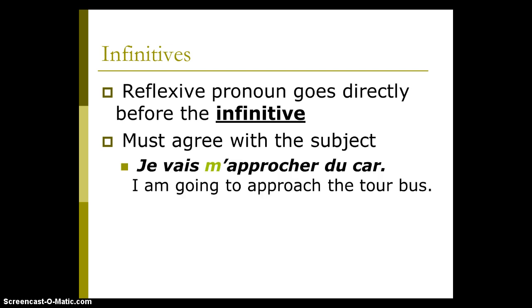So I'm going to approach the tour bus. Je vais is the I am going. Here's my reflexive pronoun in front of my infinitive. Now the subject is je, so I still need the me here. Je vais m'approcher du car. I'm going to approach the tour bus.